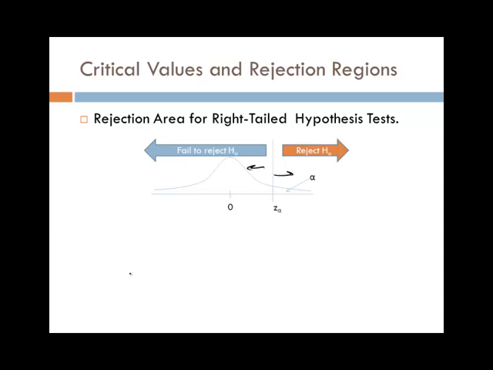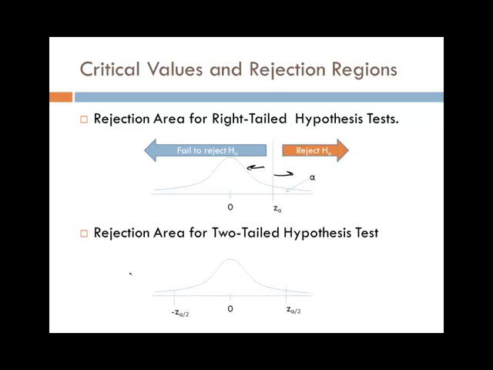For a two-tailed test, remember that it's alpha over 2 over here and alpha over 2 over here. So that changes the values a little bit, but it doesn't change the rule. If the test statistic falls here or here, we reject the null hypothesis. However, if the test statistic falls here or here, anywhere in there, we fail to reject.